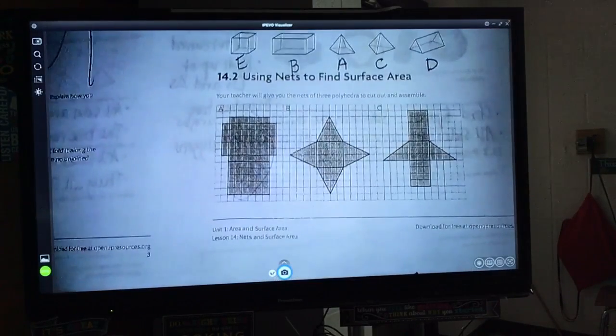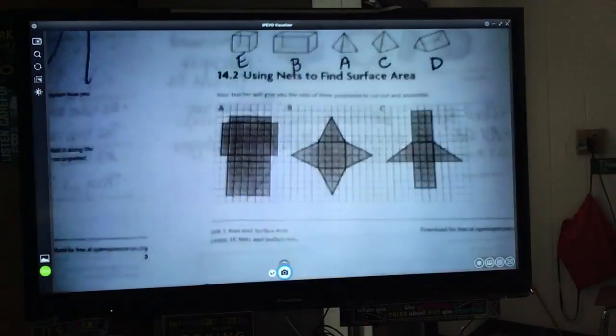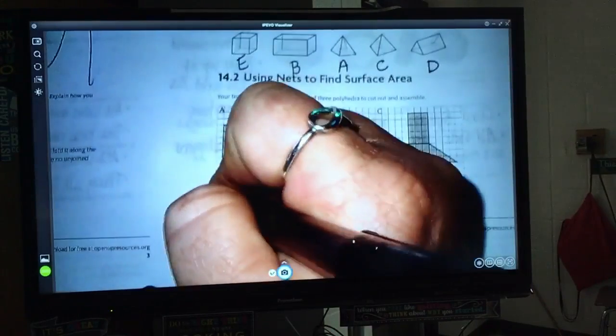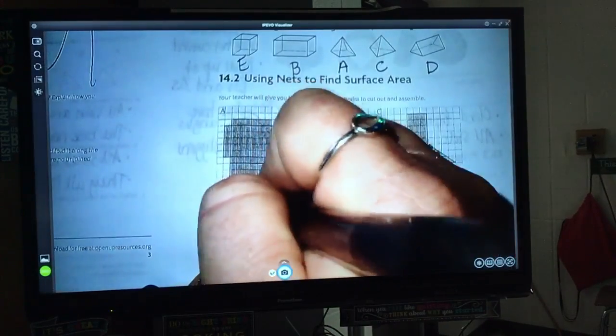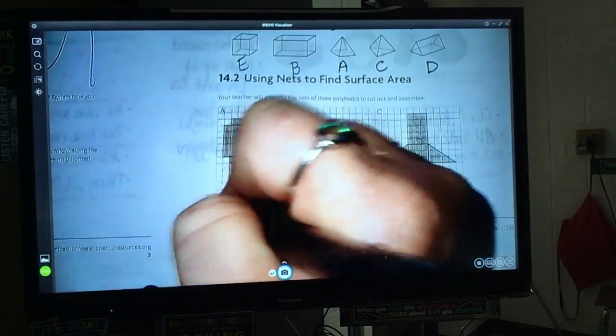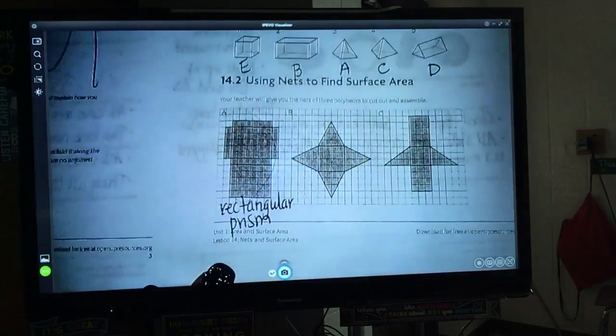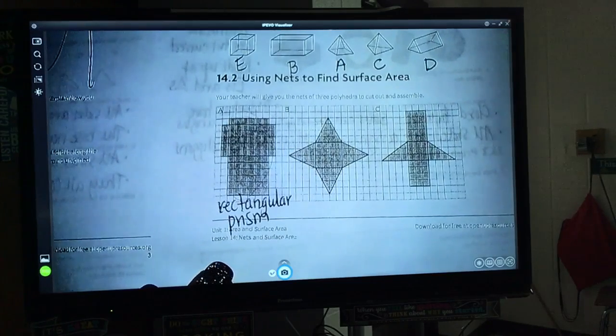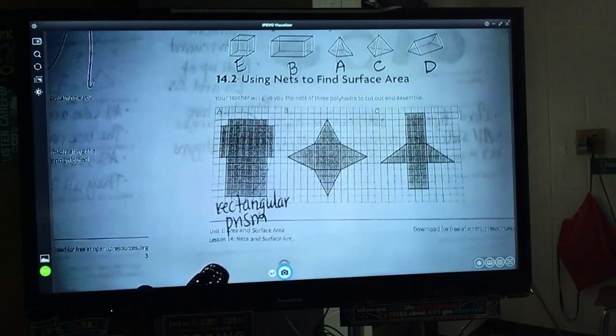Jackson? Rectangle. Nope. Rectangular prism. Yes. And how do you know it's a rectangular prism? Because the sides are not all the same. And if they were, they would be a cube. And they're all made up of what? So there's no triangle, so therefore it's not a triangular prism. They're all rectangles.